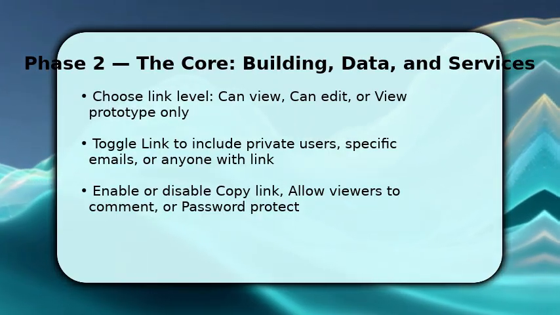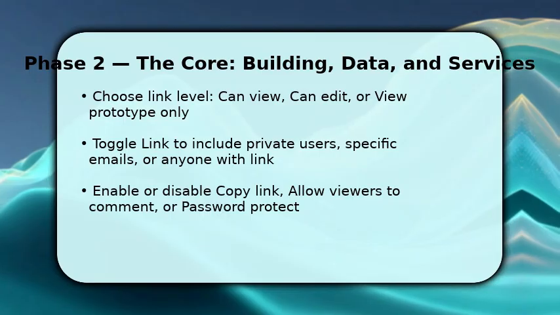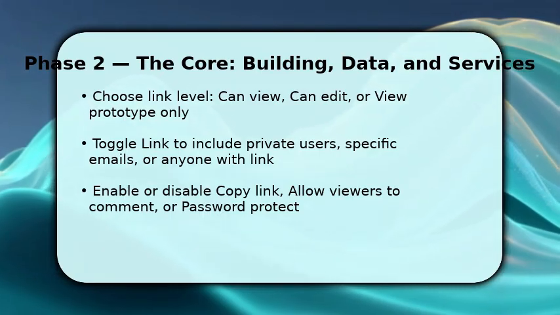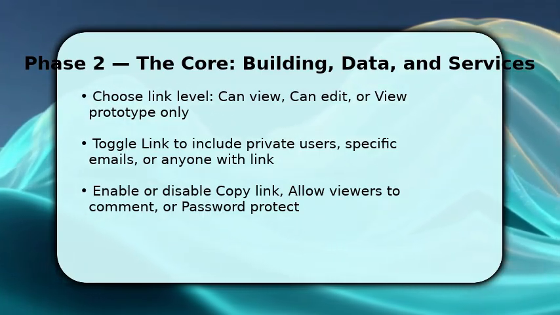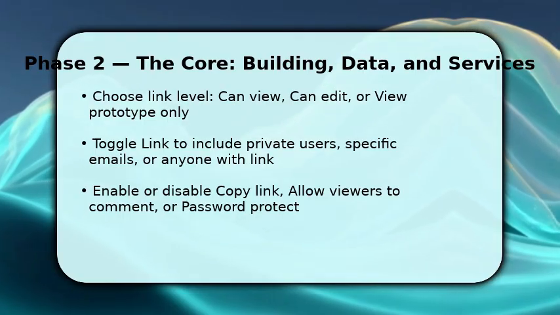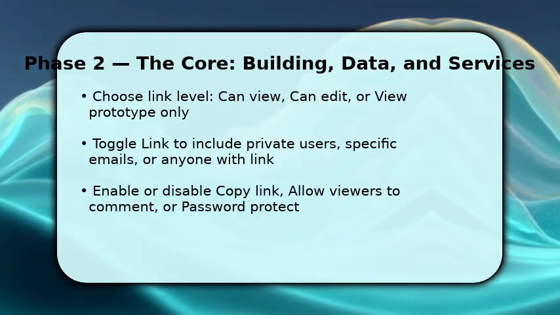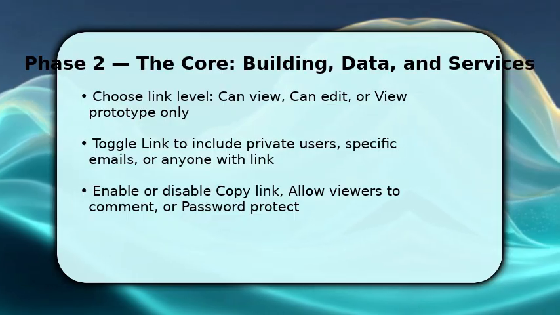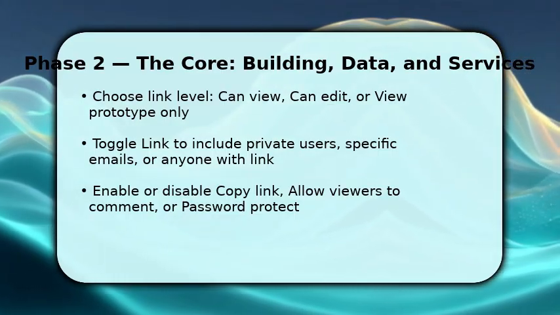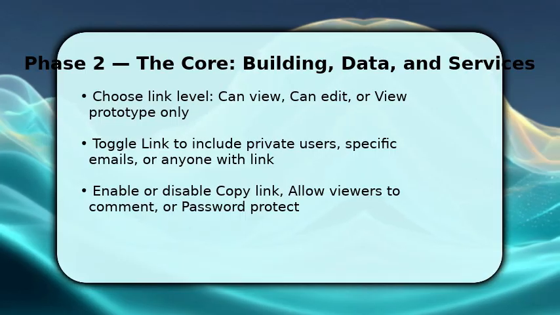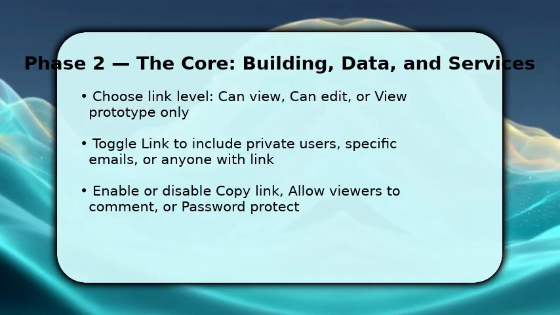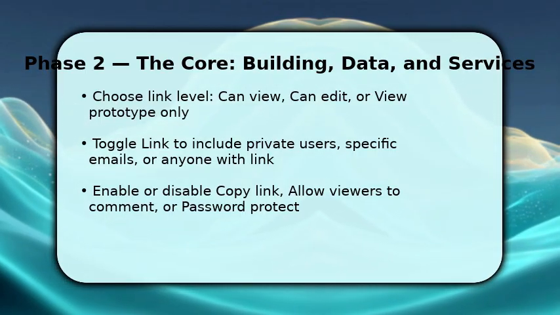Once chosen, decide if you want to invite specific people by email or allow anyone with the link. If you need controlled access, enable password protection or restrict by team. After configuring, copy the link and test it in an incognito window to confirm viewers will see exactly what you intend. Paste the prototype link into your chosen channel and tell recipients what to test.